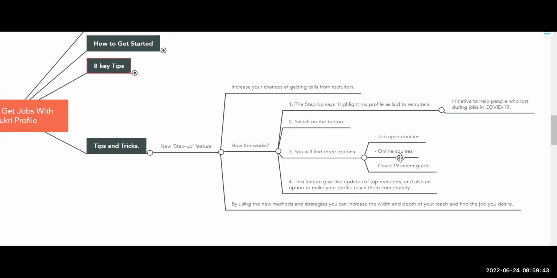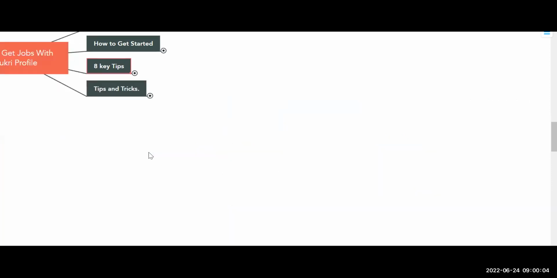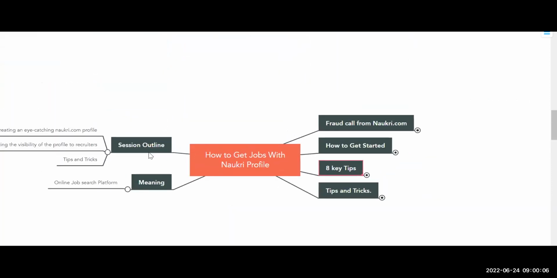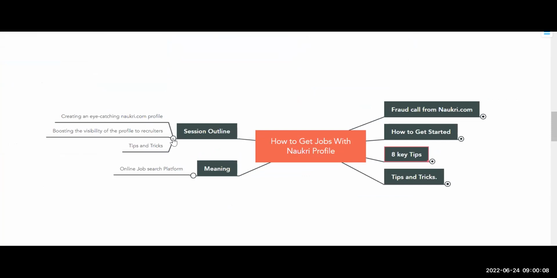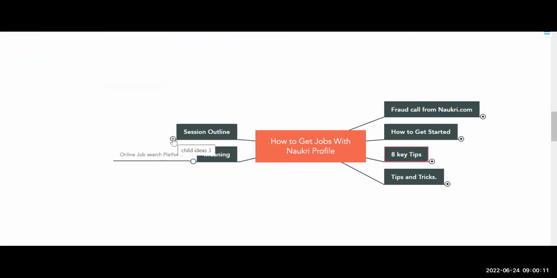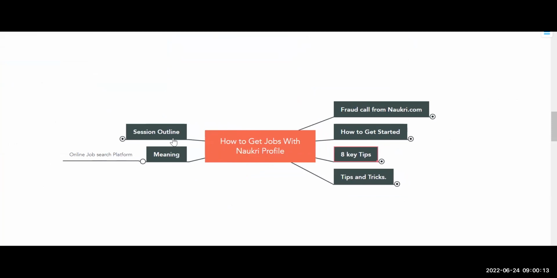There are three options for what you are looking for: a job opportunity, an online course, or a career guide. When you choose a job opportunity, recruiters will automatically see that you're a person who's laid off, and a laid off person means an immediate joiner. By using this method, you can get your profile highlighted. The game is about beating the bot. The game is not about standing out. Standing out comes when your profile is amongst the top 10, the top 20. That is something you need to figure out.